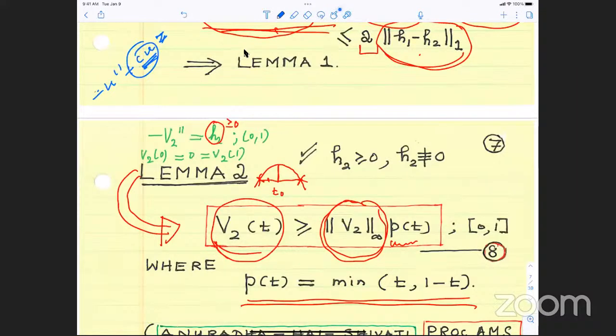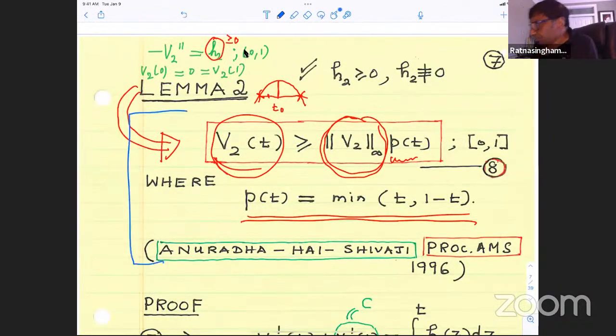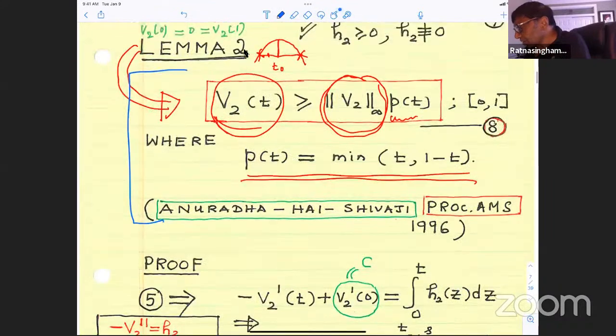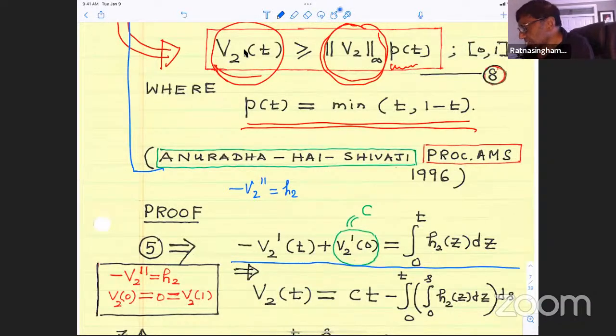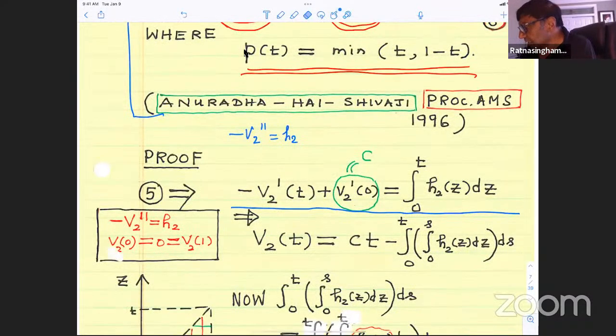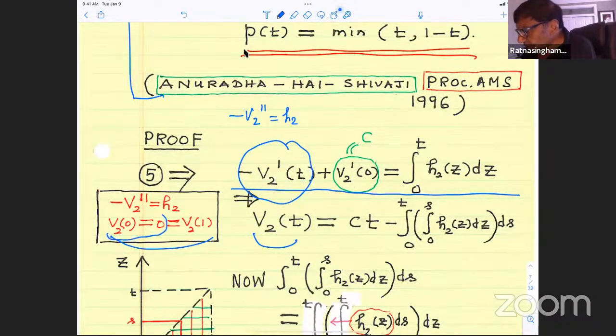Okay, good. So how do we prove this? That's not too difficult either, because you say that minus V2 double prime is equal to H2. So it's very easy to integrate the equation just like what I did earlier, from 0 to t. And if I integrate it even further using this boundary condition here, I can come up with V2 of t. That means I'm integrating this again from 0 to t, using only this boundary condition here.